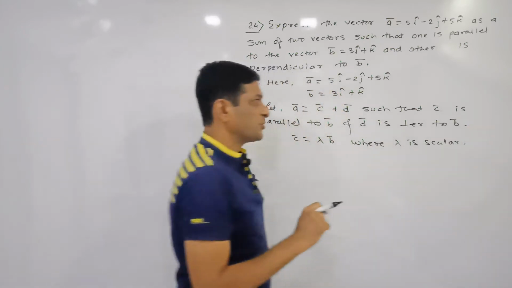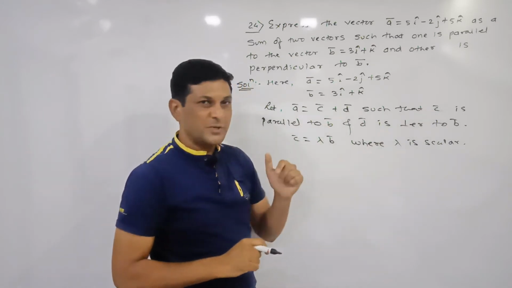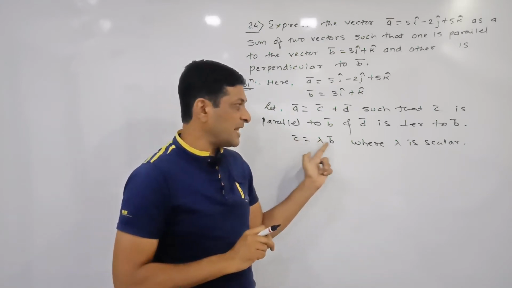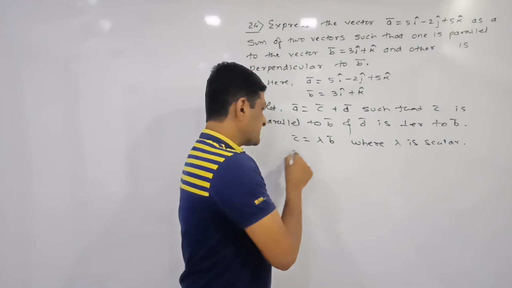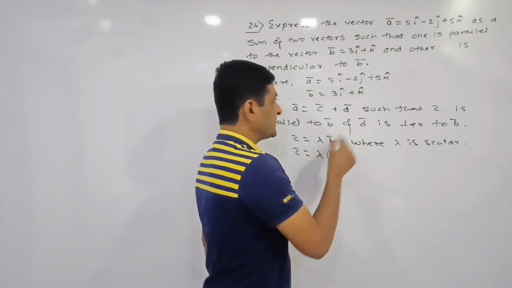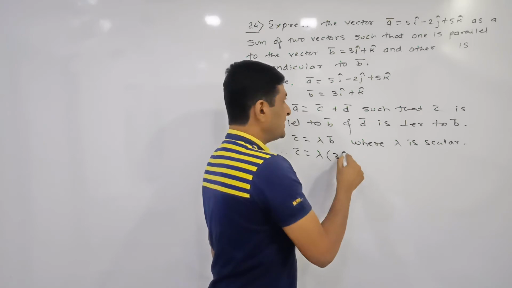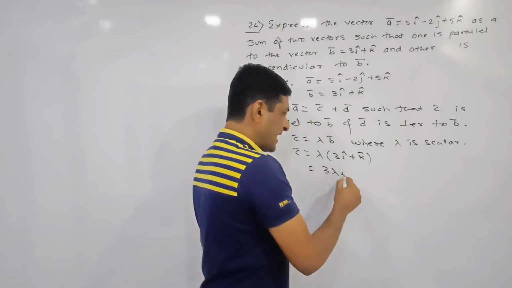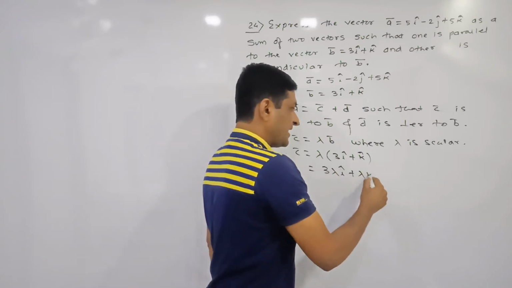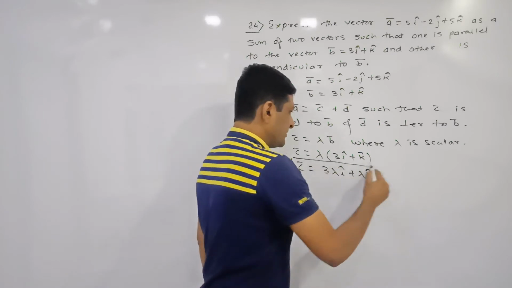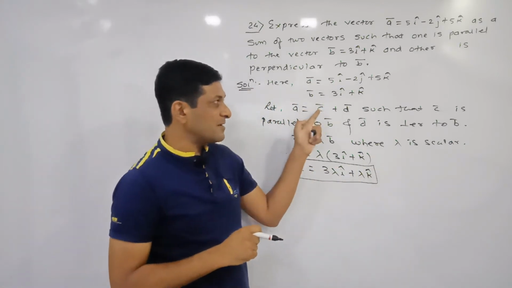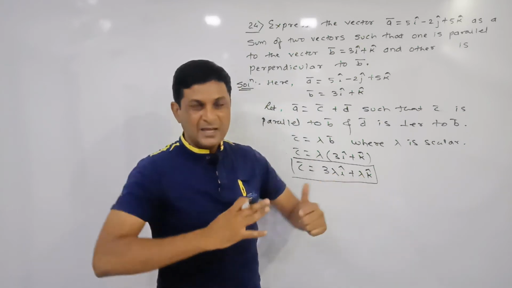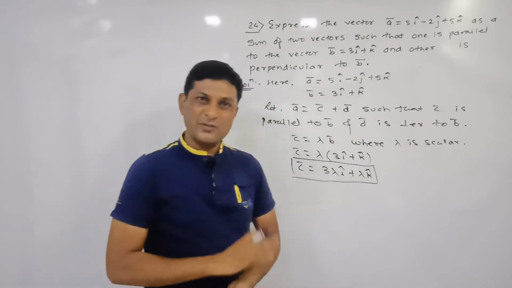Again try to understand which two vectors are parallel. C bar is parallel to B bar, and we know that if two vectors are parallel they satisfy this condition: one vector will be a scalar multiple of the other vector. So therefore C bar will be equal to lambda, keep it as it is, replace B bar by its value. What is the value of B bar? 3i cap plus k cap. So it equals 3 lambda i cap plus lambda k cap. So this is the value of C bar, one of our required vectors. To find the value of this C bar we will require the value of lambda. Later on we will see how to find the value of lambda using the given condition.